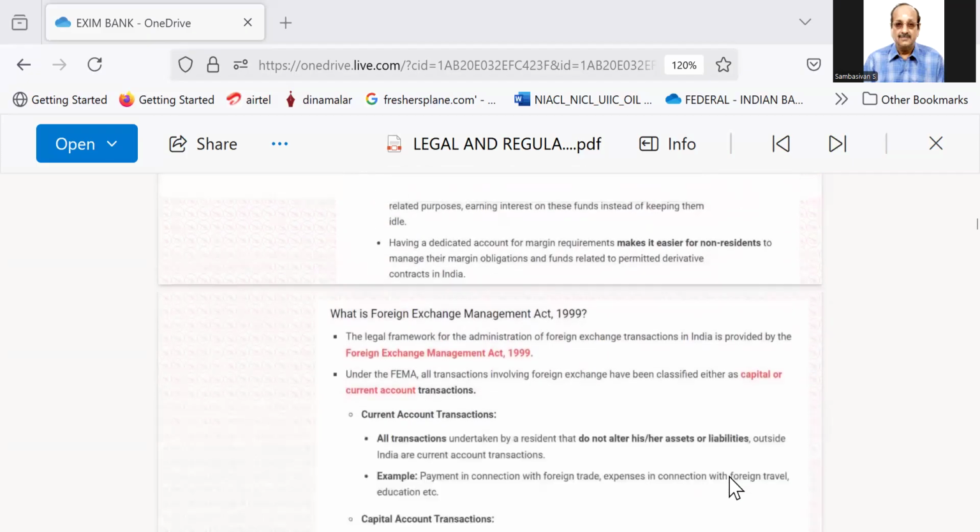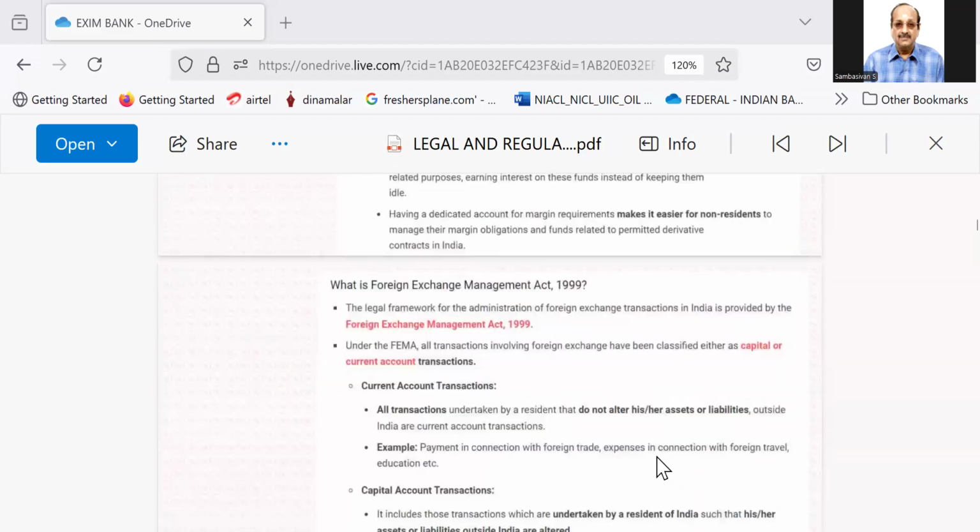What is FEMA? Under FEMA, all transactions involving foreign exchange have been classified either as capital or current account transactions. Current account transactions are all transactions undertaken by a resident that do not alter his or her assets or liabilities outside India.